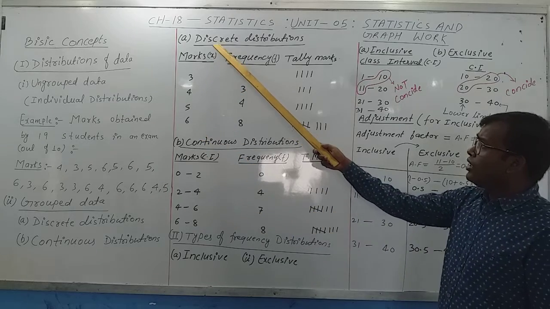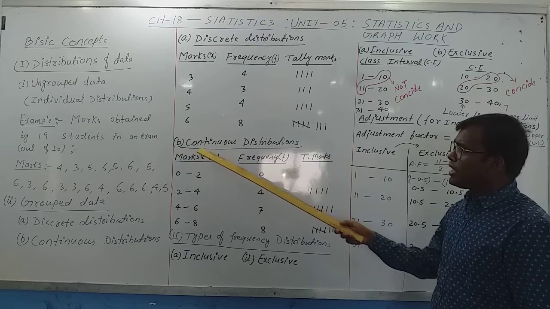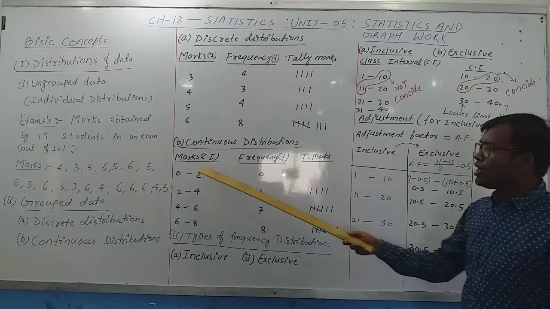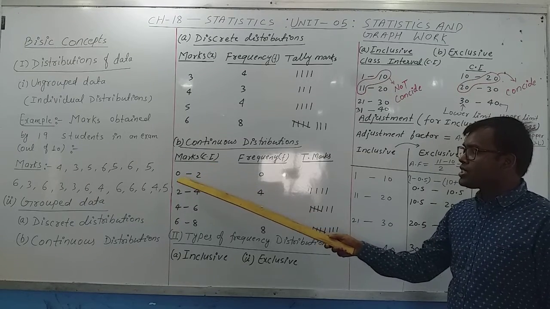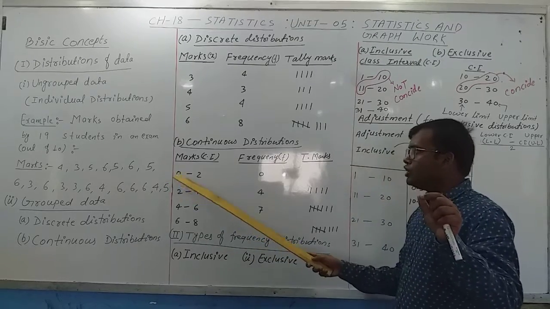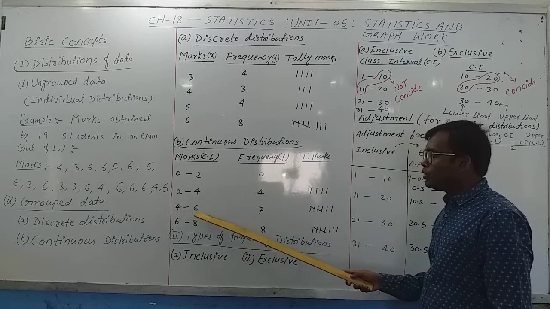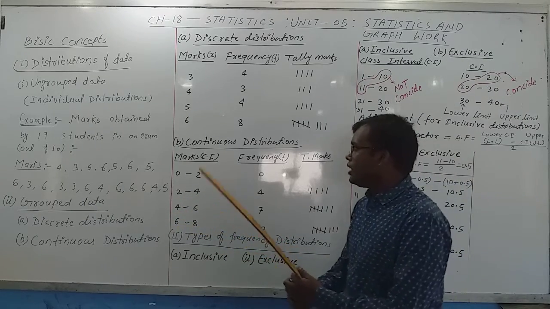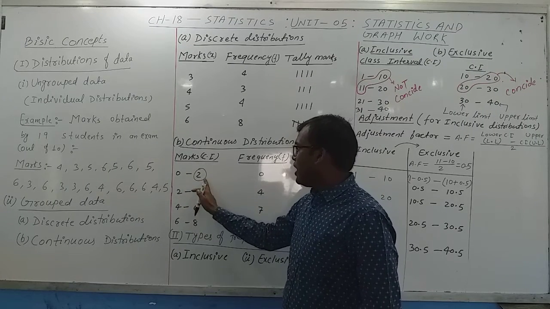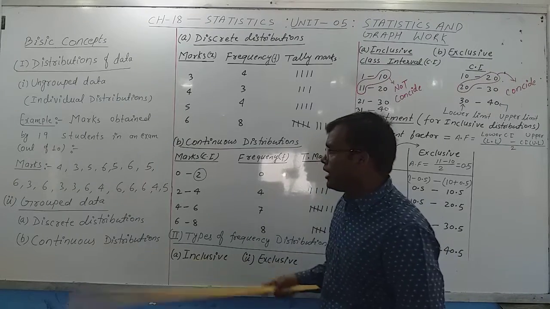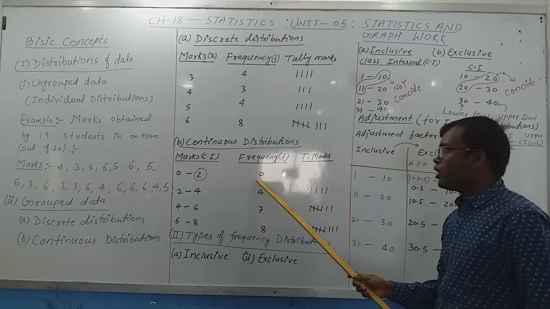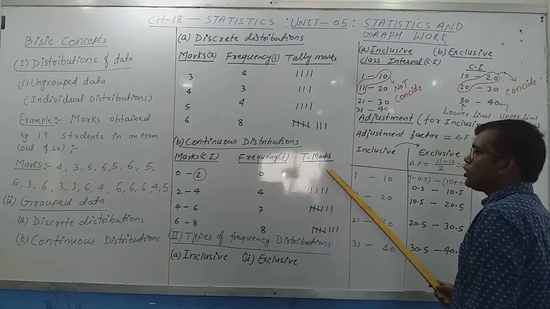Now, after discrete distributions, the second part is the continuous distributions of the grouped data. So in continuous distributions, we have provided class intervals. That means I have considered the class intervals of 0 to 2, 2 to 4, 4 to 6, 6 to 8. Here 0 to 2 means 2 is not included, only less than 2 are included. See here, there are no marks obtained less than 2. That means the corresponding frequency is 0. Therefore, no tally mark will be here.